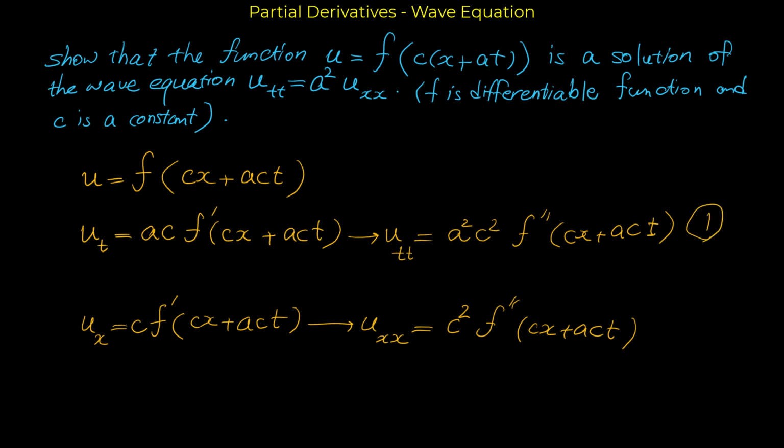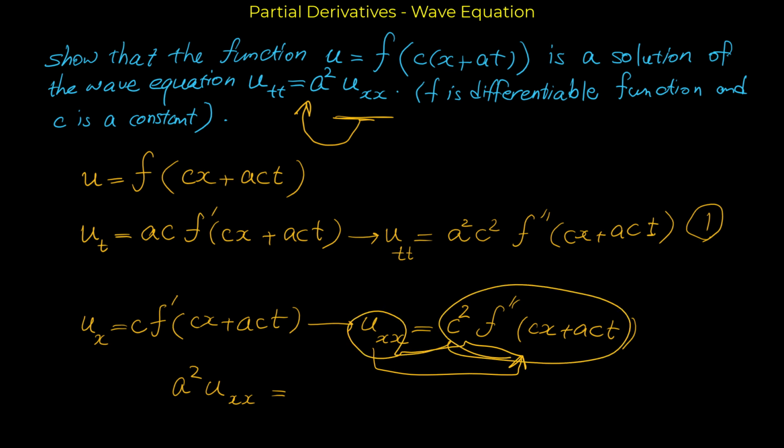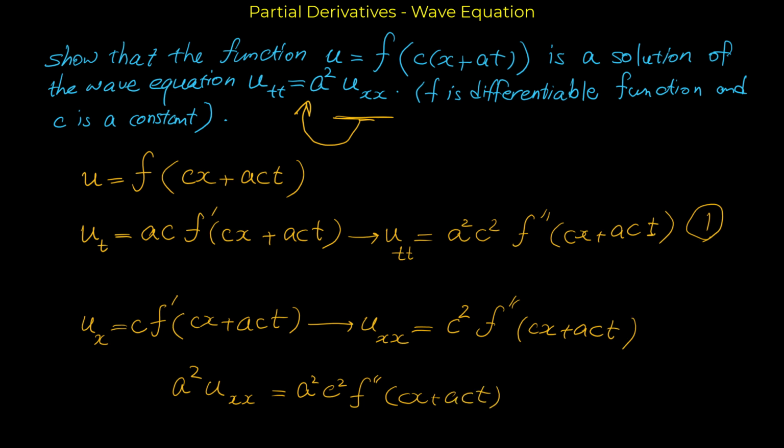Let me name this equation 1. For uxx, we have to multiply by a squared. a squared times uxx, where uxx is this expression. If we multiply both sides of this relation by a squared, then a squared uxx would be a squared c squared f double prime of cx plus act. And let me name this equation number 2.